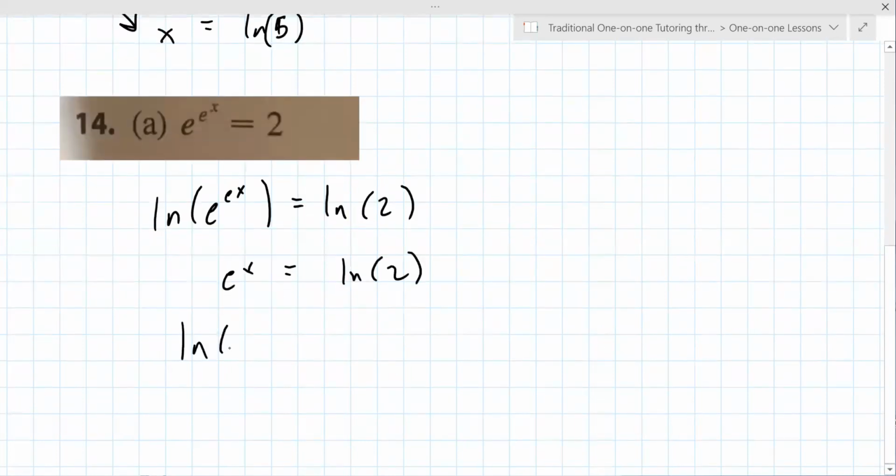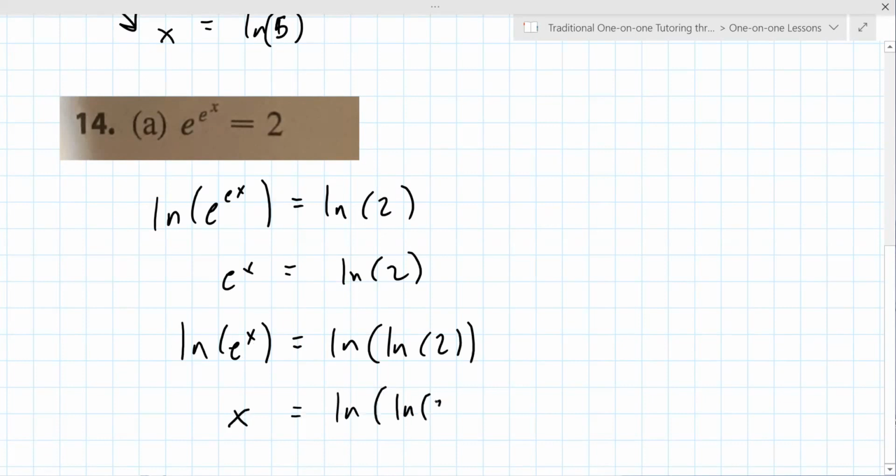Natural log, e to the x equals natural log of 2. On the left, as we just talked about, that x comes out in front, but this shortcuts to x equals natural log of the natural log of 2. Right. Okay.